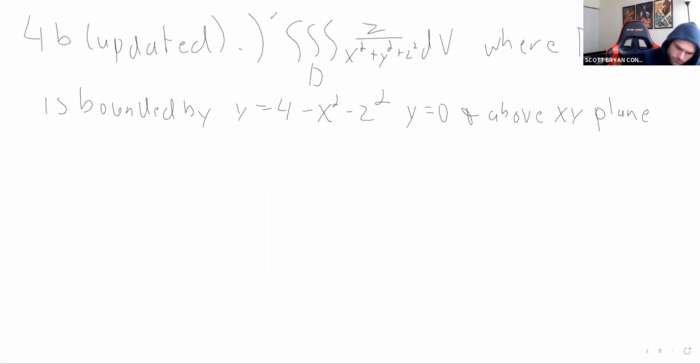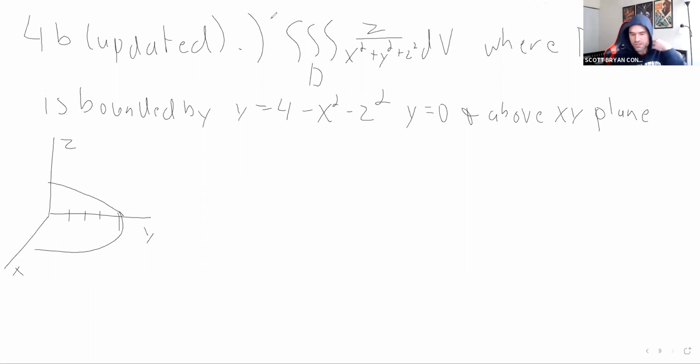Okay. So this one we can actually do. So y equals 4 minus x squared minus z squared is going to be an elliptic paraboloid also, but it's opening in the negative y direction, and the y-intercept is 4. So we're inside that. We're bounded by y equals 0, which is the xz plane. This is really hideous. I'm sorry.